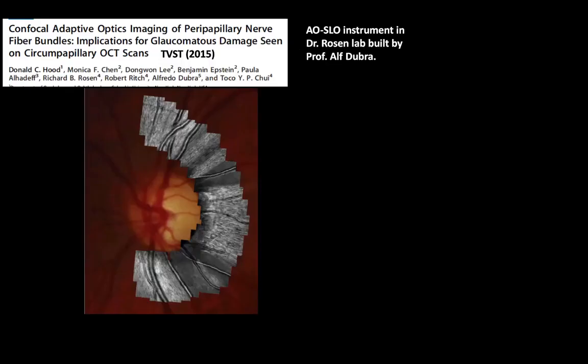So here is a study that was done in Richard Rosen's lab with a piece of equipment built by Alf Dubra, and Toco Chui here was the person who did all the hard work. This is the adaptive optics image. This is actually made up of a number of 1 degree by 1 degree images.